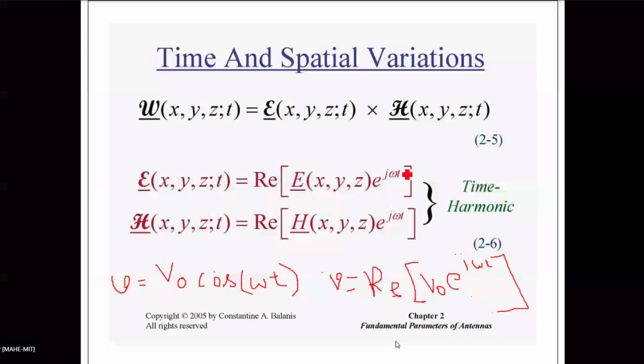Because they are time dependent, this time dependence is always e to the power of j omega t, because they are sinusoidal signals. All AC sources can be treated as sinusoidal or cosine signals. So these are time harmonic signals. Time harmonic signals have time dependence e to the power of j omega t. Have you understood this?